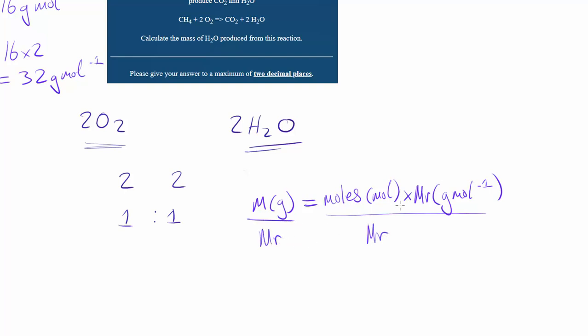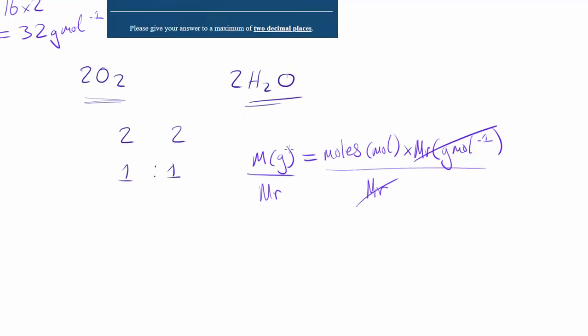Divide both sides by MR. Obviously on this side it would cancel, and we simply get that the moles is equal to, and I'm just going to write mole. Actually, let's make this a bit more precise. If I'm going to abbreviate mole, I'm just going to use N as mole. So N is equal to the mass divided by the molar mass, right?